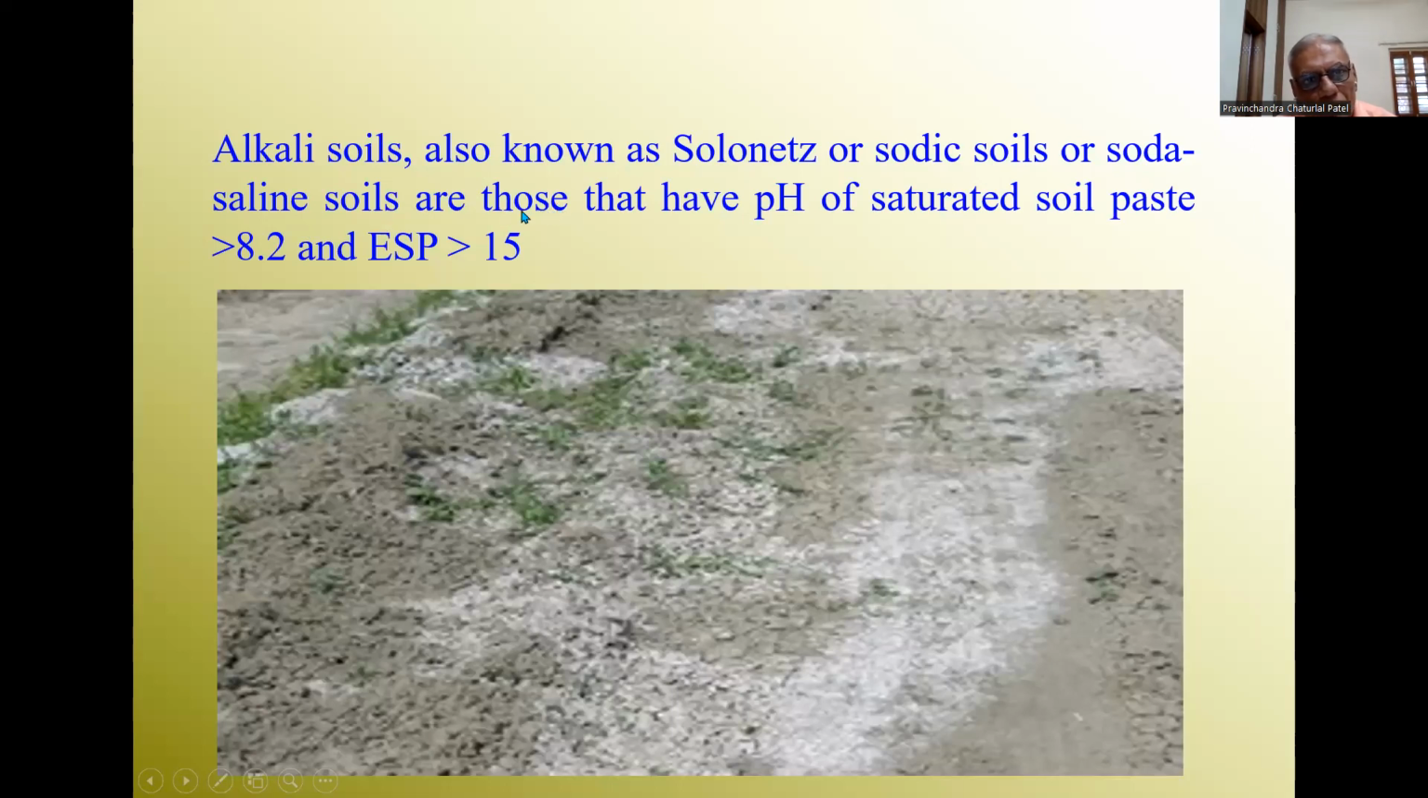Sodic soils are those that have a pH of the saturated paste greater than 8.2 and ESP greater than 15. You can see here this sodic or alkali soil, and the crop productivity of that soil is very, very low.